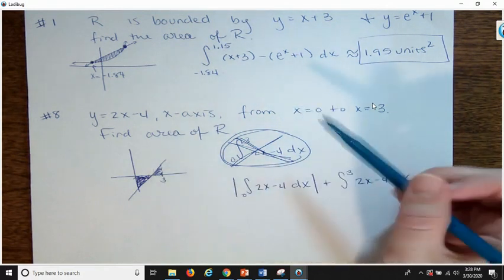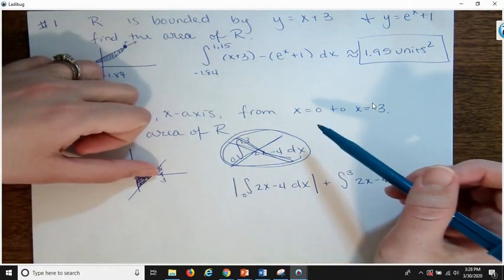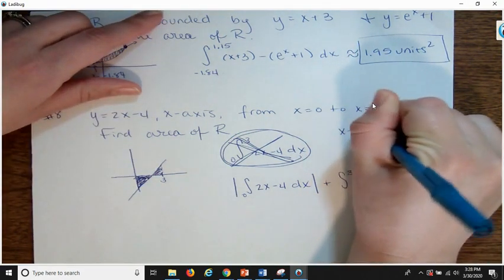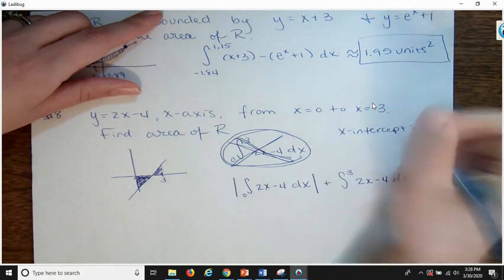So in order to do that, it happens to be the x-intercept. We find the x-intercept by setting y equal to 0.